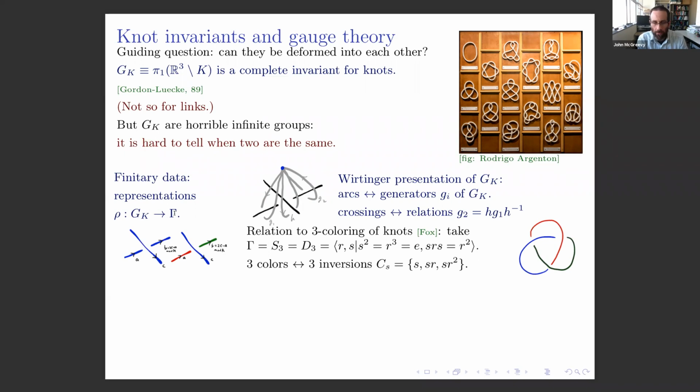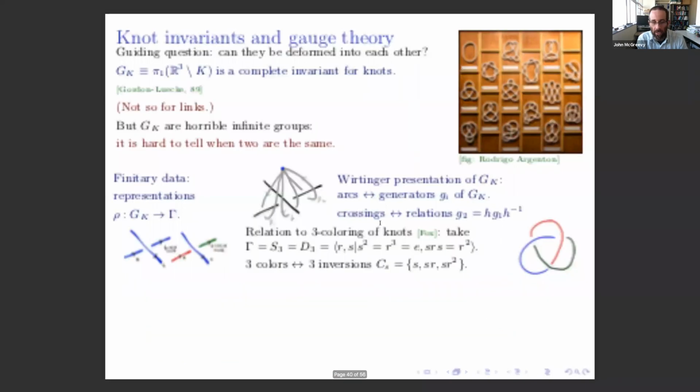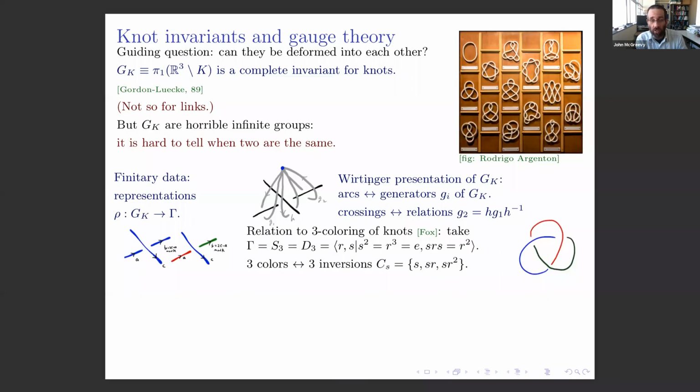And one familiar invariant associated with representations of the knot group is coloring, 3-colorings of the knot. So 3-colorings of a knot are related to representations of the knot group in S3, or more accurately, the dihedral group, the symmetries of a triangle. And the three colors are associated with the labels of the three possible inversions in the dihedral group. And maybe I should mention, there's a nice presentation of the knot group, which associates generators of the group to arcs of the diagram, and associates relations of the group with crossings. So this is a crossing.